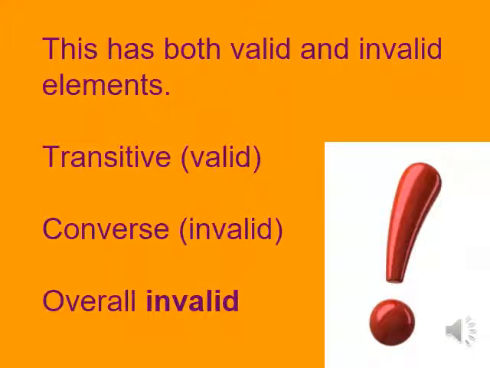That's really almost identical to the previous problem because it's got transitive going from one if-then statement to another, but it also has converse because they're jumping backwards. And again, if anything about the argument's invalid, the whole thing is, so this is invalid reasoning.